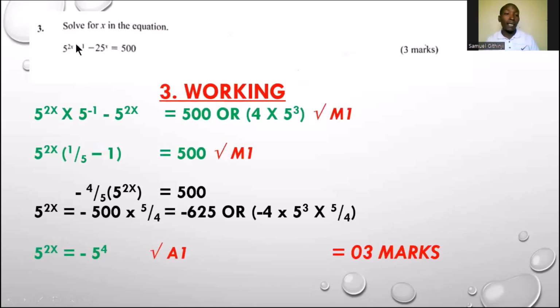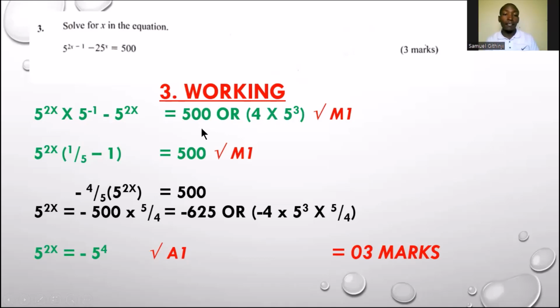The first part, I can split it because of this negative. I can have it 5 raised to power 2x multiplied by 5 to the power negative 1. Remember, what I've just done is to apply the law of indices. Then minus 25, which is equivalent to 5 raised to the power 2. Already there was an x, so 2x, equals 500.